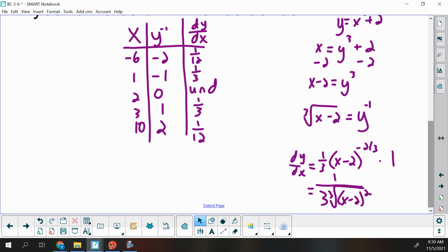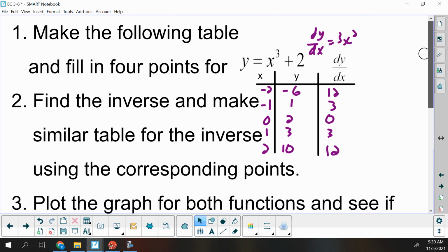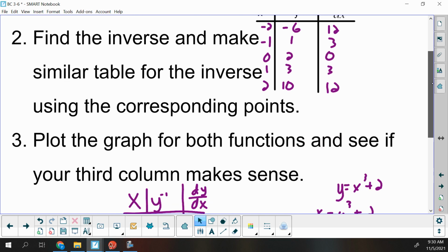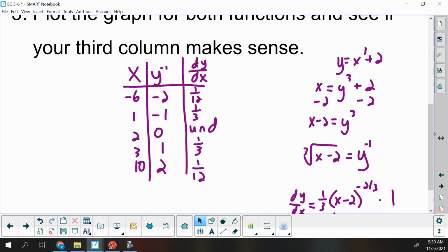So I want you to make a conjecture. What do you notice about your slopes of the inverse compared to the slopes of our original? And note these are at their corresponding points. When we flip the x's and y's, at their corresponding points in the inverse.